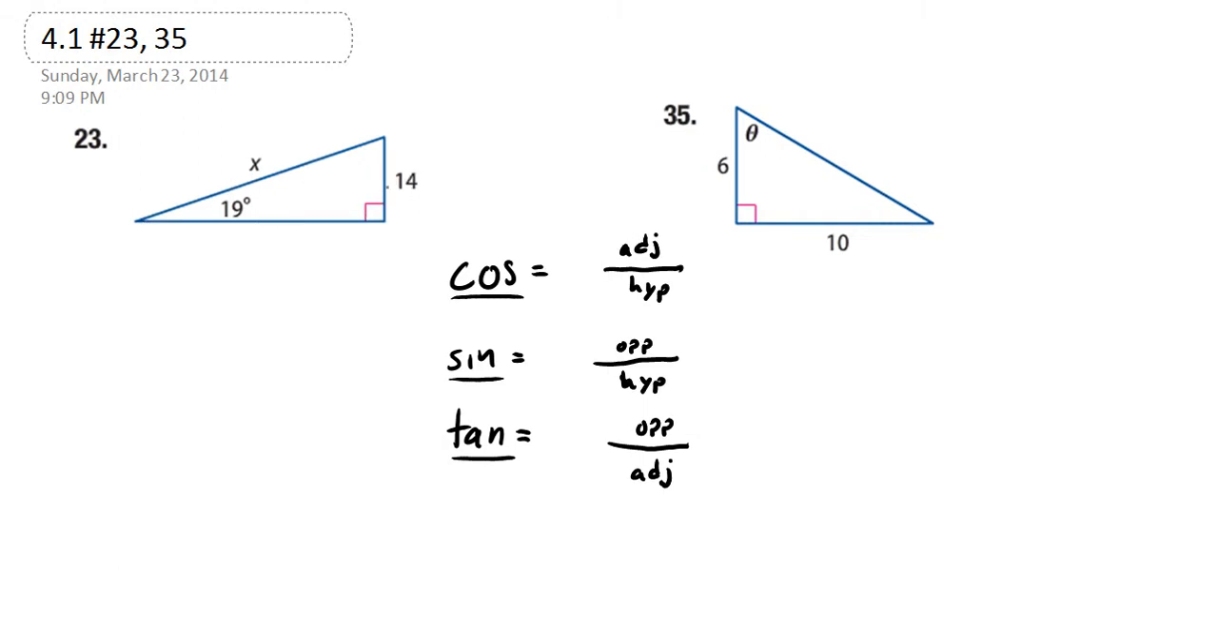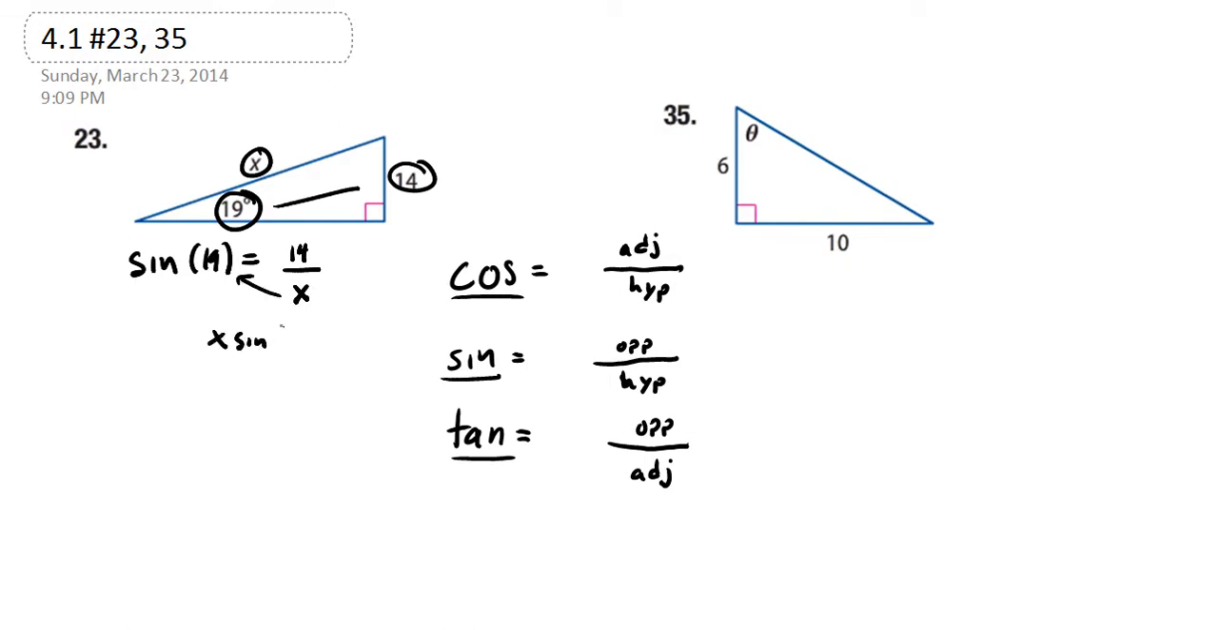So in this problem, we're trying to find the hypotenuse x, and we are given an angle, 19. We're given the opposite side. We need to find the hypotenuse. So we're going to want to use sine. So the sine of an angle, 19, equals the opposite, 14, over the hypotenuse, x. Move x to the other side.